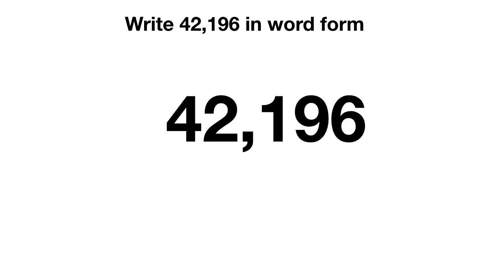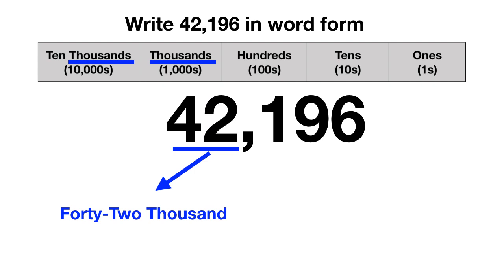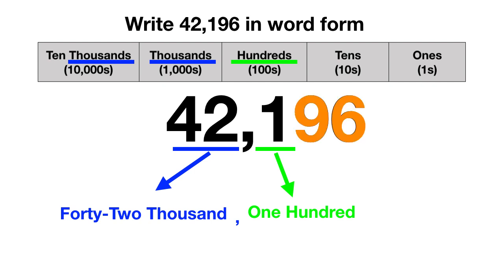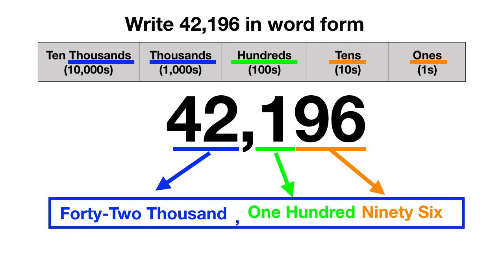Now it's your turn. How can I write 42,196 in word form? Well, we start with our number and think about place value. We take the 4 and the 2 and write them as 42 thousands. Then we take our 1 in the hundreds place, so 100. Finally, the 9 and the 6 are read as 96. Our number is 42,196.